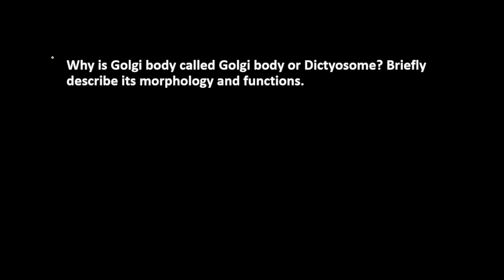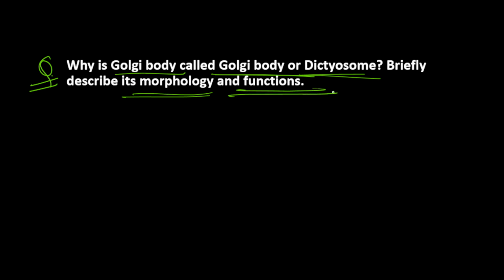So today we are going to discuss the next question of our agriculture optional answer writing practice series, and from today onwards we will discuss the questions of paper 2. The question for today is, what is Golgi body? Why is Golgi body called Golgi body or dictyosome? We have to mention why it is named so, and in the second part of the question we have to briefly describe its morphology and functions. So let's see how we can approach the answer.